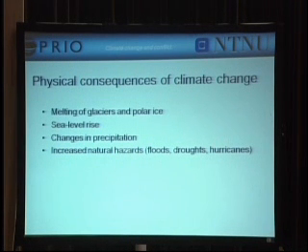So let's start with some of the physical consequences of climate change, which are reasonably well established. We see melting of glaciers and polar ice. We observe sea level rise. We see changes in precipitation. And we see some increased risk of natural hazards, floods, droughts, and hurricanes.